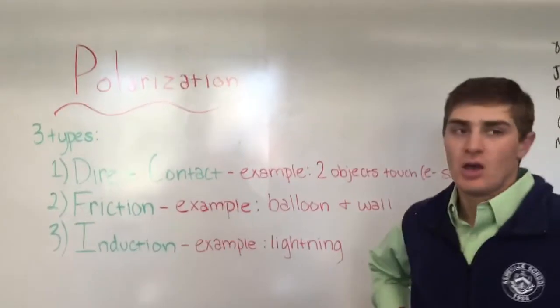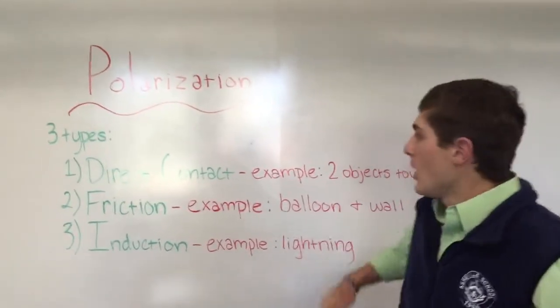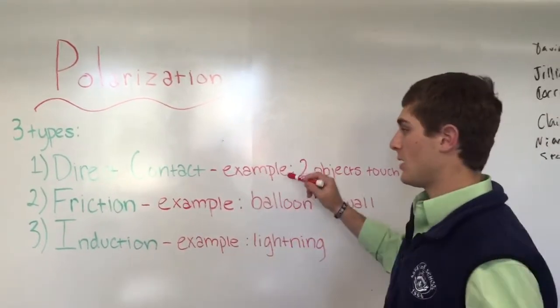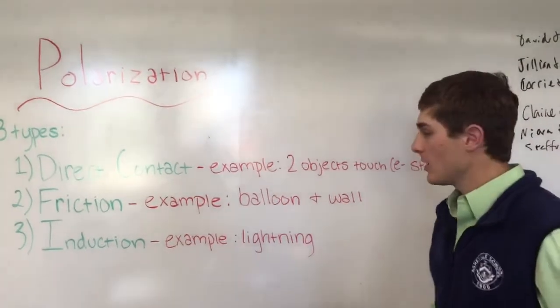Polarization is the process of creating two distinct and oppositely charged poles on an object. There are three major types of this. Direct contact, one example of this is two objects touching and stealing each other's electrons.